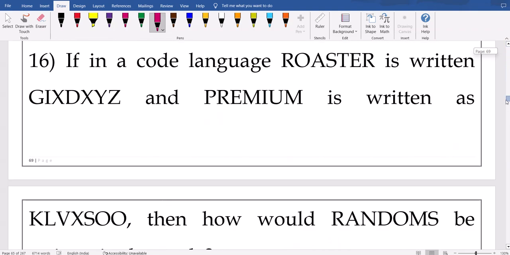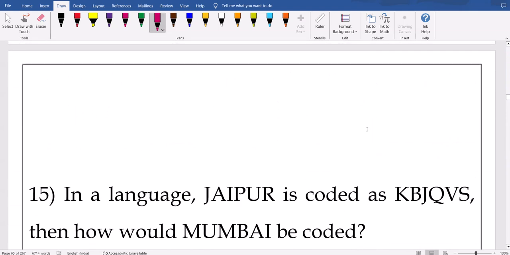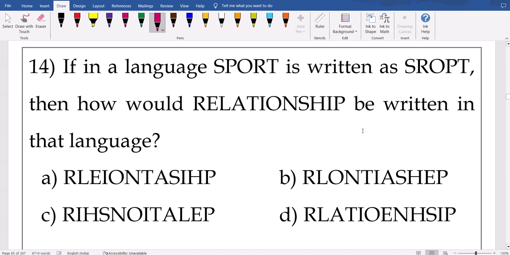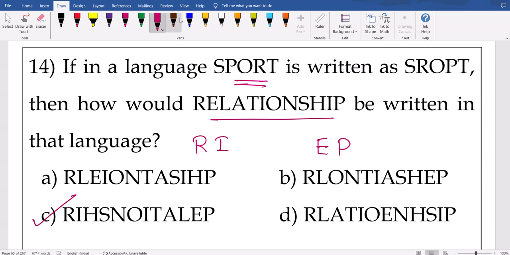Right. So fine. Let's see about this 14th one. What has happened? First and last letters are the same. PO is given as ROP. So first and last are the same. The remaining middle should be written from back to front. Here it should be I, here it should be E. RI, last EP, available in option C. First and last stay, and the middle they are writing in reverse. Excellent. Option C is perfect.